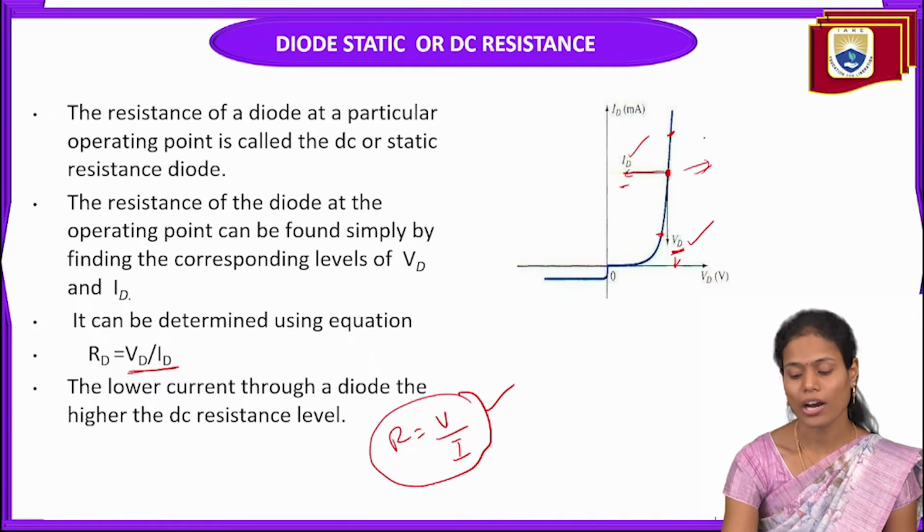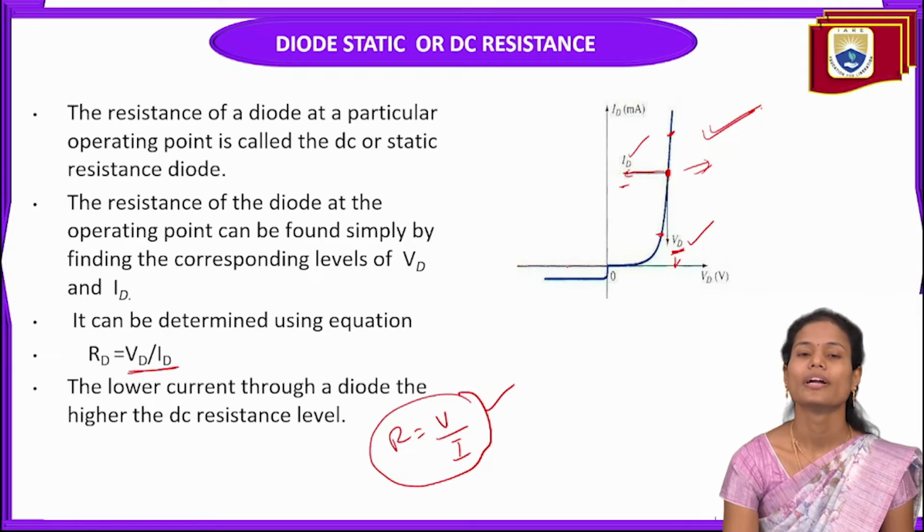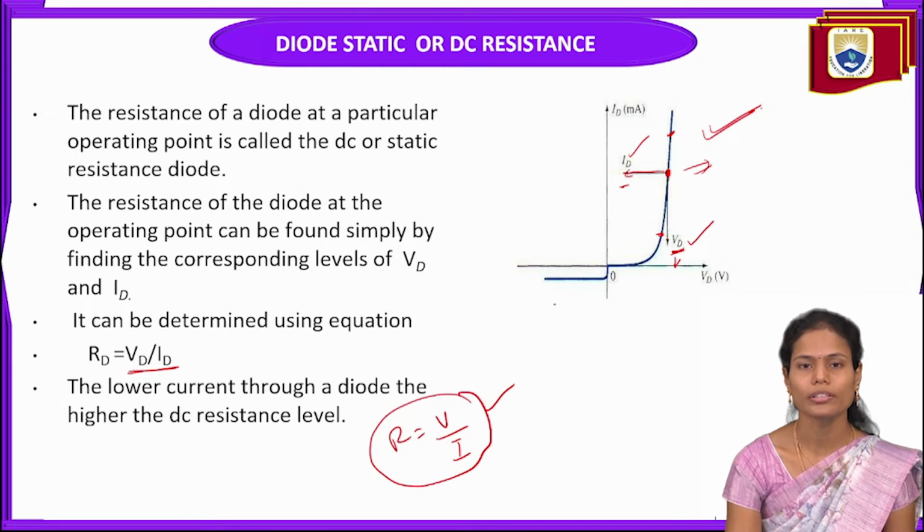So that's why from the forward characteristics of the diode only we are going to calculate the DC or static resistance. Static means it is not varying here, but at some fixed point only we are calculating the values of voltage and current. From those values only we are going to calculate the resistance value here.